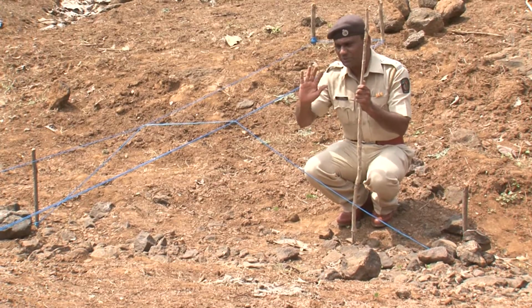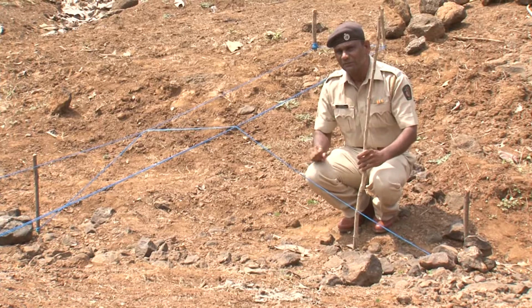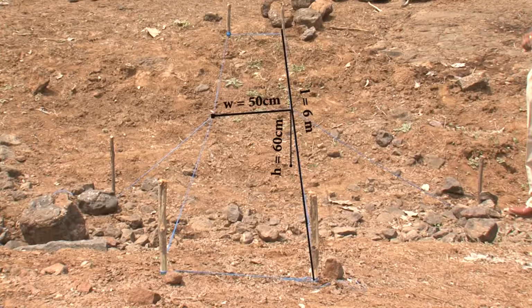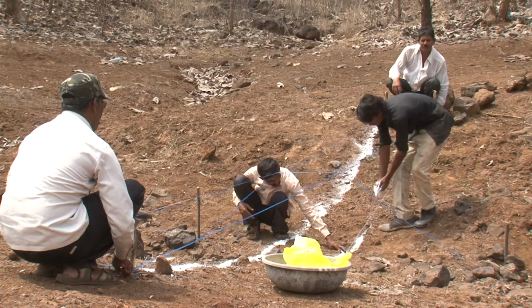We will also dig the edges so that the nala fits in properly, and we will complete the bund like this. Here you can see the top width of the bund to be constructed is 50 centimeters, the length is 6 meters and the height is 60 centimeters. At the upside of the stream, the bund slope should form a triangle with the height to base ratio as 1:1. On the downstream side, the bund slope should form a triangle where the height to base ratio is 1:2.